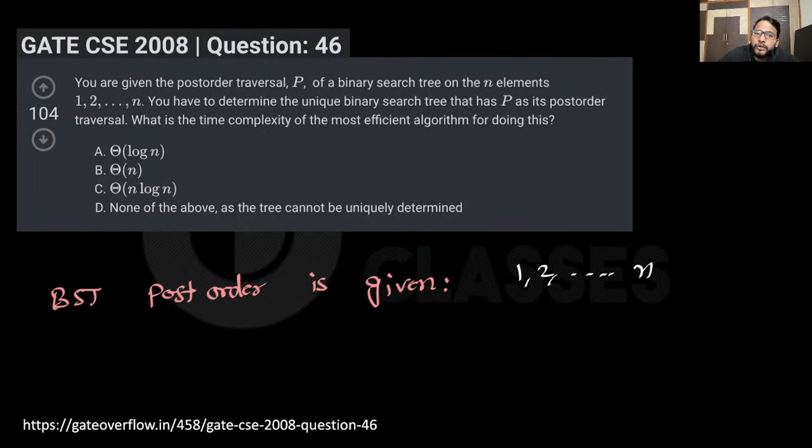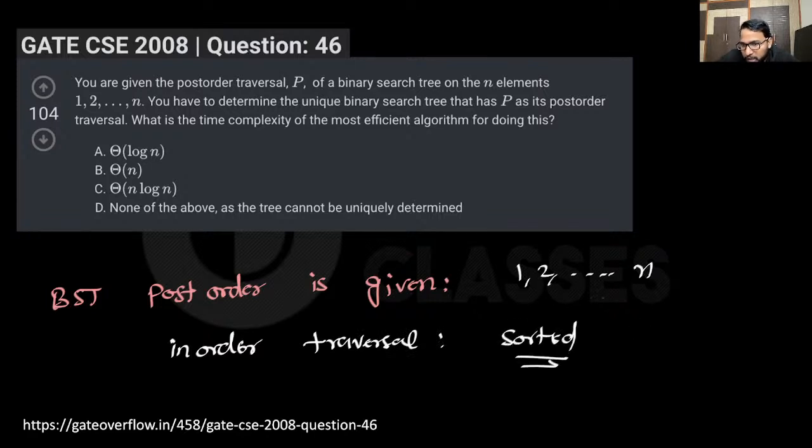You have to determine the unique binary search tree that has P as its post order traversal. So see, the BST post order traversal is given, then you can easily find out the in order traversal. How will you find it? The in order traversal is sorted, and you know that the numbers are from 1 to n, so you can find out the in order traversal also.